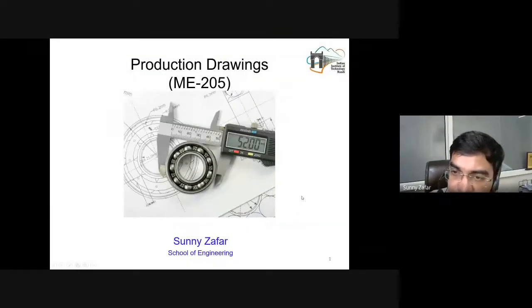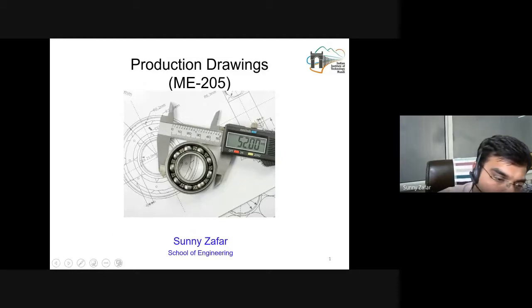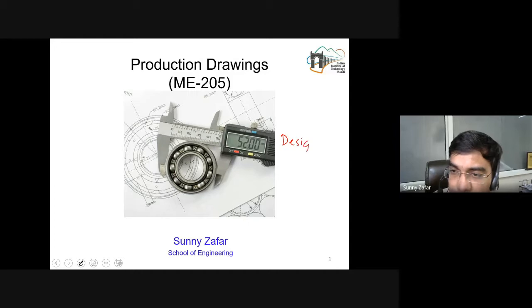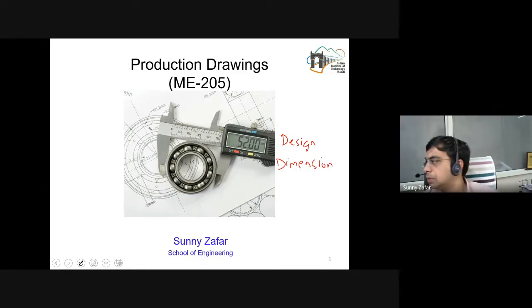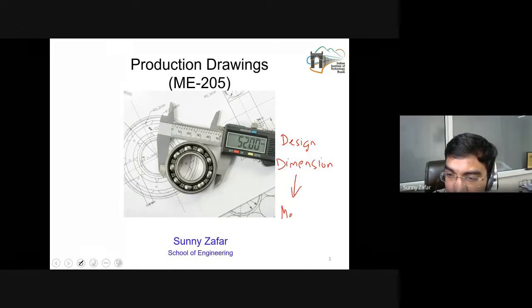So what I was discussing, there are two things. One is the design dimension. Okay. Then there is the product dimension.